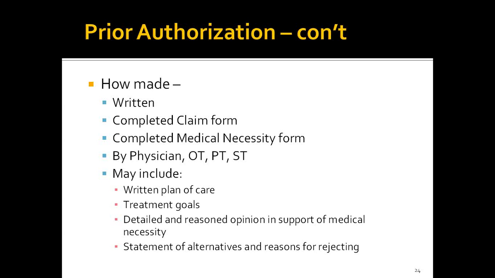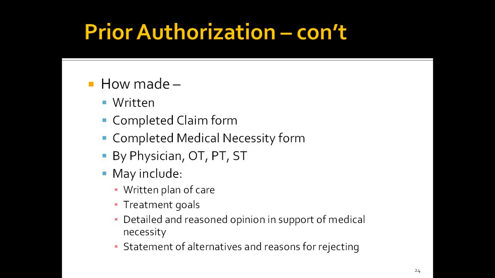And Vermont Medicaid may ask for more information. They may ask for a written plan of care, treatment goals. They'll want to know whether there is a reasoned opinion in support of medical necessity. And this is really important, that the provider who's evaluating the child and determining what device might be appropriate for use by a child needs to be able to back it up. And they need to be able to provide an explanation for how the device is going to do what you need it to do and that it's actually meeting a medical need for that child.